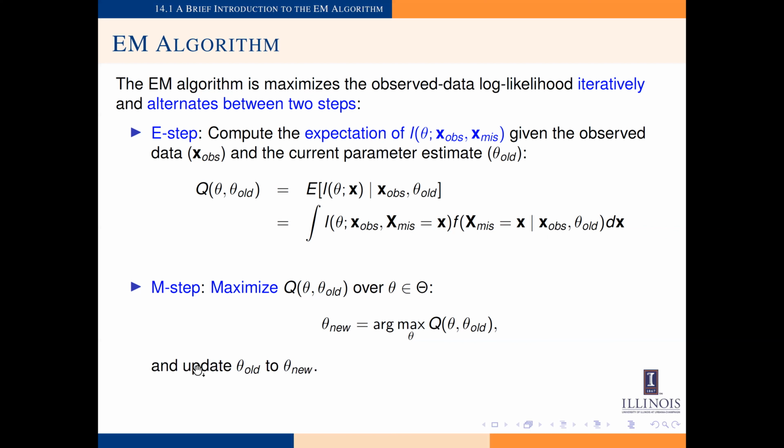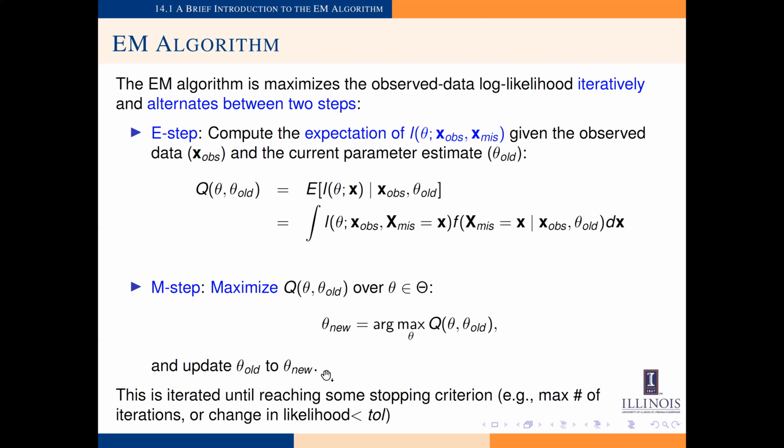We're going to update theta old with the new theta we have obtained, and we're going to iterate this until reaching some stopping criterion. For example, until we reach the maximum number of iterations or the change in the likelihood evaluated at 2 consecutive theta olds is less than some preset tolerance level.